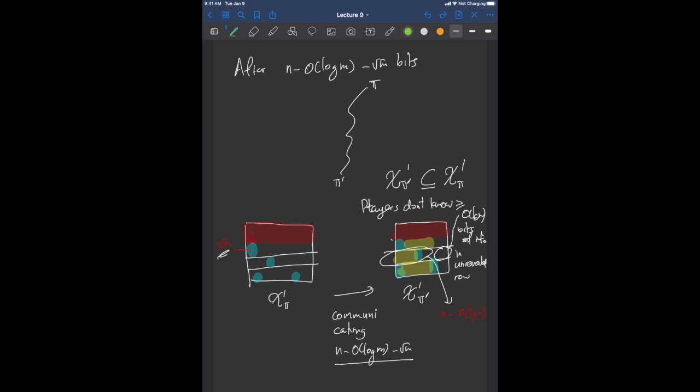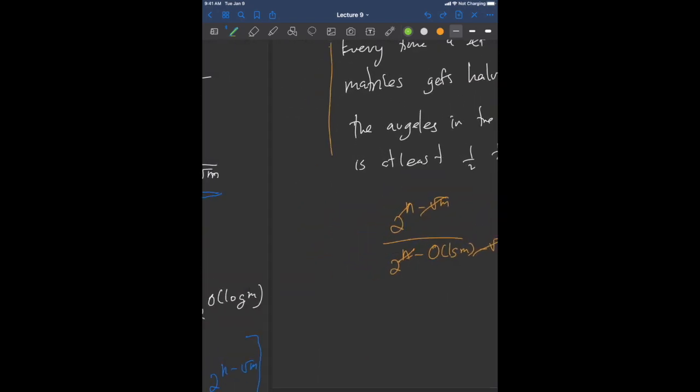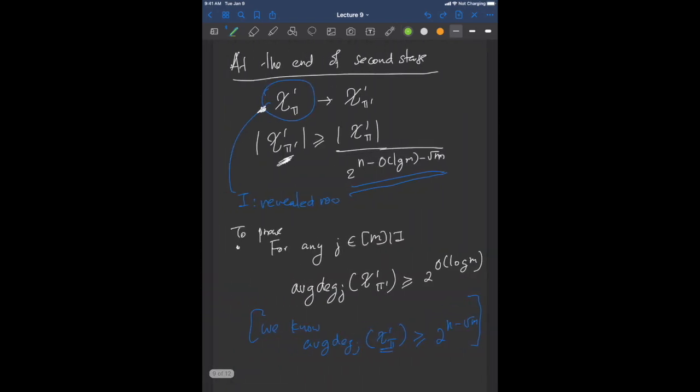So this measure of information is important for all these reasons. This completes the proof, and now we just apply this lemma, and then we get that average degree j of x dash pi should be at least half these many times, so average degree j of this thing is at least 1 over 2 to the n minus order log m minus square root m of the average degree of x dash pi, which was 2 to the n minus square root m. So if you cancel everything out, you get this one.